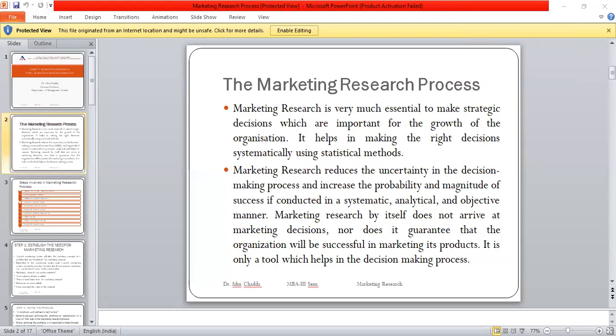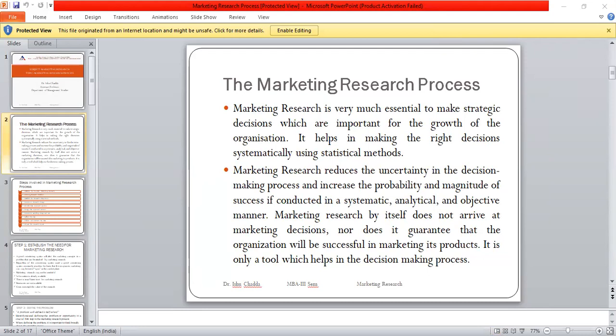We can't be sure that if we use the technique of marketing research, our product will be profitable, but it still reduces some uncertainty and some risk. We cannot make the risk zero, but we can minimize the risk when we launch the product in the market. The steps involved in the marketing research process are these.